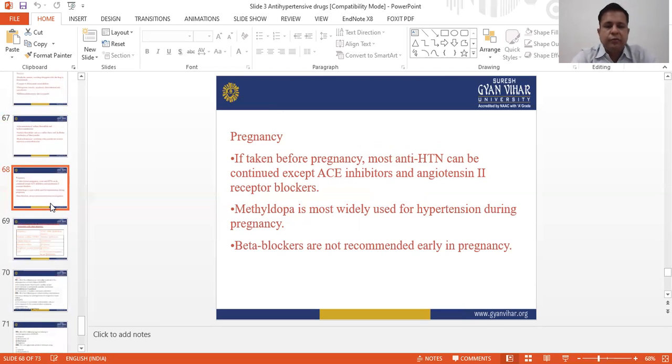Pregnancy: if taken before pregnancy, most antihypertensives can be continued except ACE inhibitors and angiotensin II receptor blockers. Methyldopa is most widely used for hypertension during pregnancy. Beta blockers are not recommended early in pregnancy.